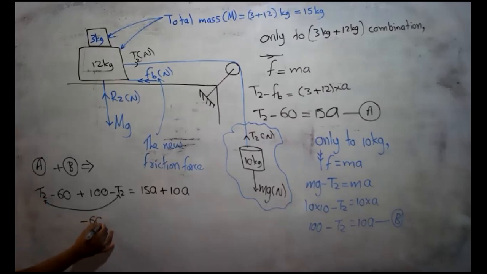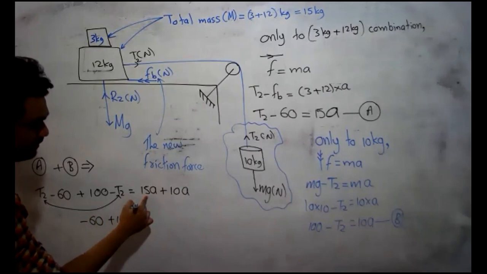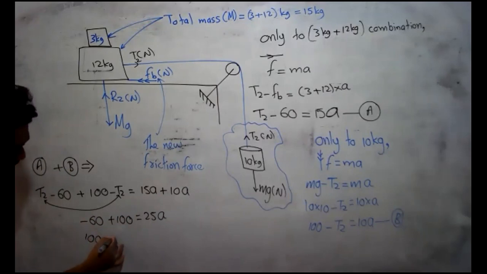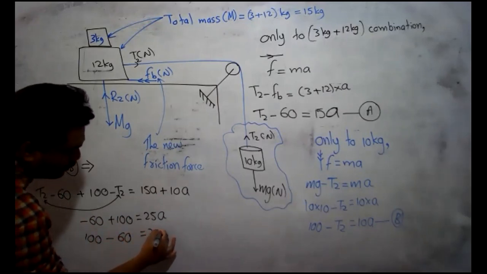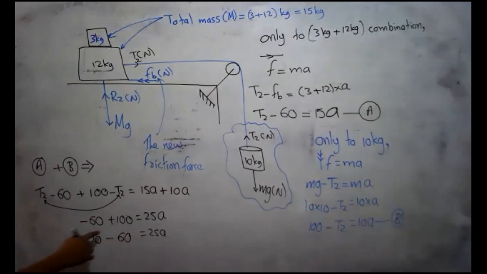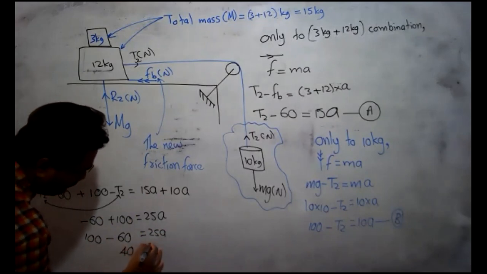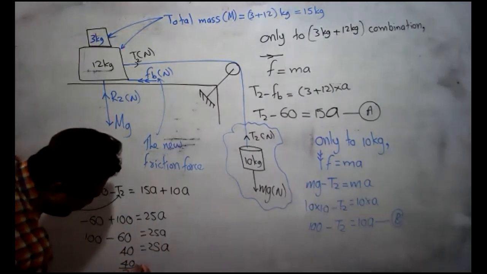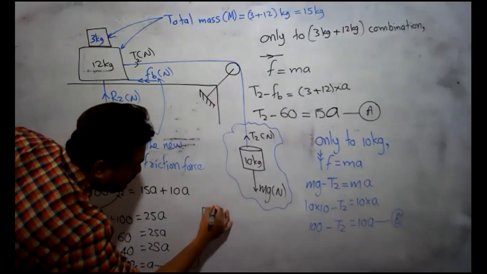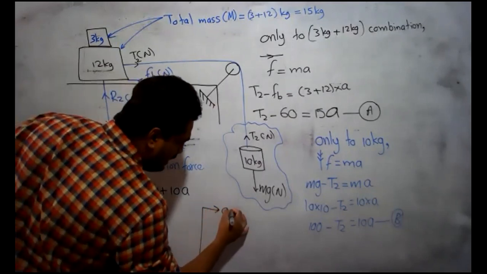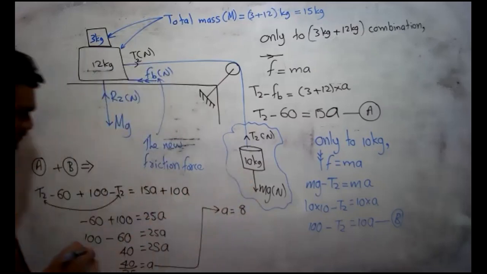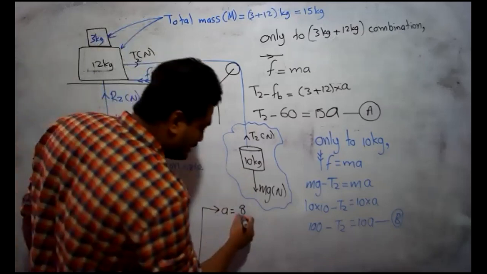So remaining terms minus 60 and plus 100. 15 plus 10 is 25A. I'll write the positive number first, then the negative number next. 100 minus 60 is 40, equal 25 times A. If you take 25 this side, 40 divided by 25 equals A. So A equals 40 divided by 25. Dividing both by 5, 40 divided by 5 is 8, and 25 divided by 5 is 5.